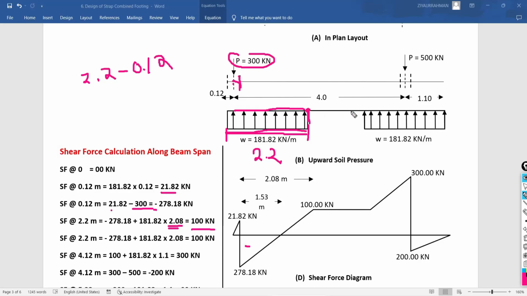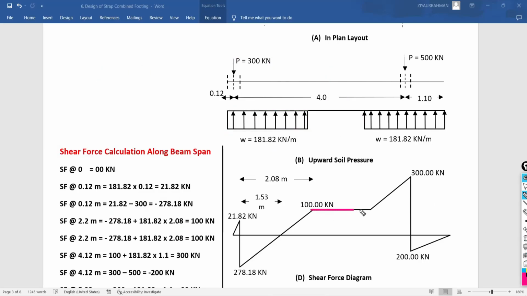But that force will continue up to the edge of this second footing. Why? It is because in between this span there is no load, no upward soil pressure, and no downward intensity of load. That's why the intensity will be constant up to the edge of this foundation.